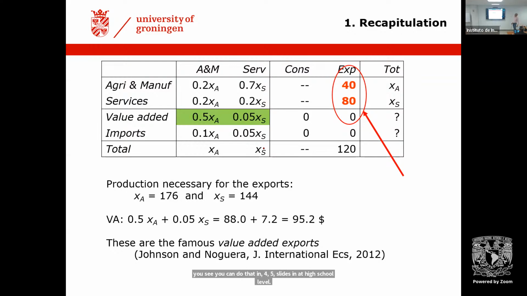The other question is how much domestic value added goes into these exports. And that is 0.5 times 176, and again, 0.05 times 144. And that's 95 something. And these are the famous value added exports. So these are the domestic value added that ends abroad on a plate. And this was proposed in 2012 by Johnson and Noguera in the Journal of International Economics.